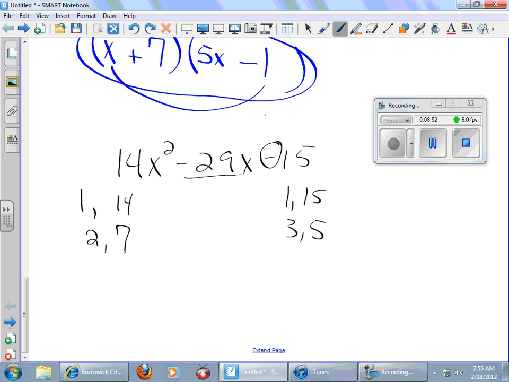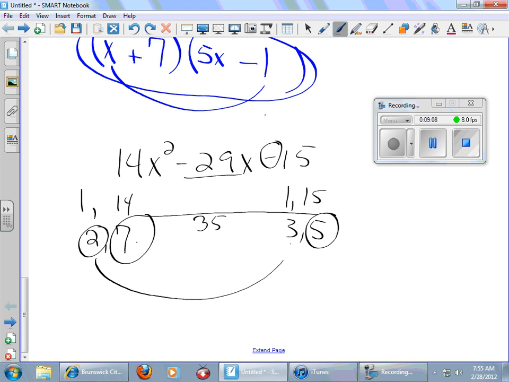And, you know, I see I have, well, let's see, 21 and 10. 7 times 3 is 21. 2 times 5 is 10. Oh, that's not going to get me 29. Okay, so let me try this. Let me try 5 times 7. That's 35. And then I need a 2 times a 3. That's 6. And I know that negative 35 plus 6 equals negative 29. Or I could have said 6 minus 35 equals negative 29. All right, there we go.